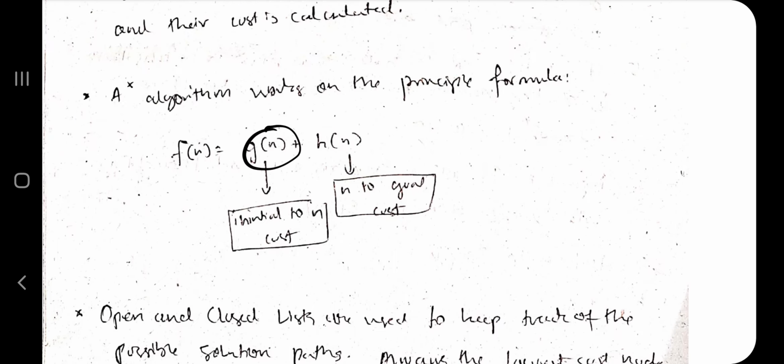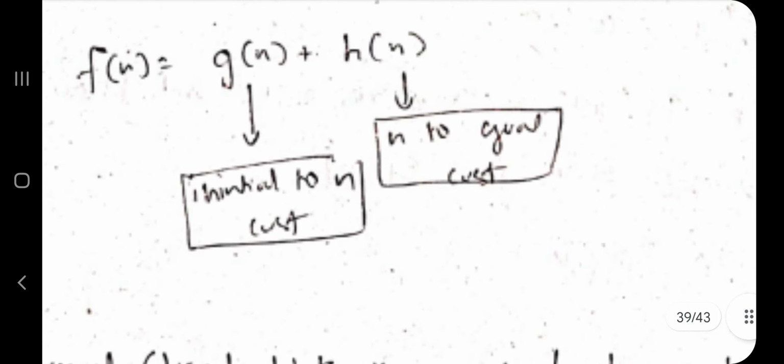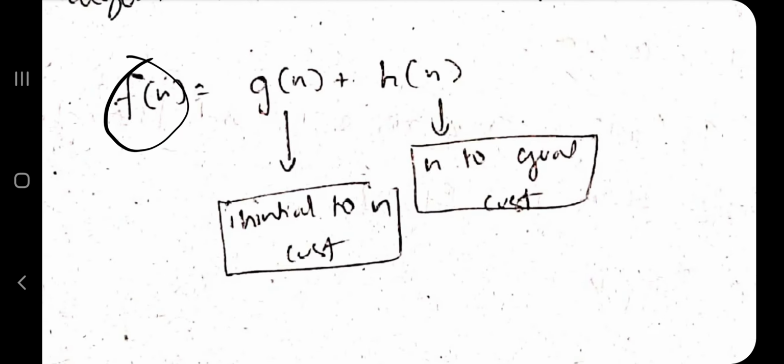Okay, and we'll have two things here, g of n plus h of n. F of n is the A star function. What is f of n? F of n is the A star function, and what does it have? Two things. Which are those two things? G of n and h of n. What is g of n?